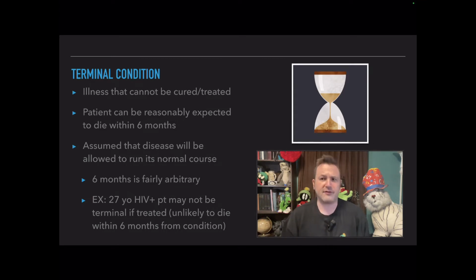Yes, 6 months is fairly arbitrary. The doctor doesn't really know. Could they die from this in 6 months? Sure, yeah, probably. But again, remember that terminal condition is assuming that the end is near. So, as an example here, a 27-year-old HIV positive patient does have a terminal illness, but they're not a terminal condition, especially if they're seeking treatment. They can live a fairly normal lifespan with treatment. So that's not a terminal condition, that is a terminal illness.